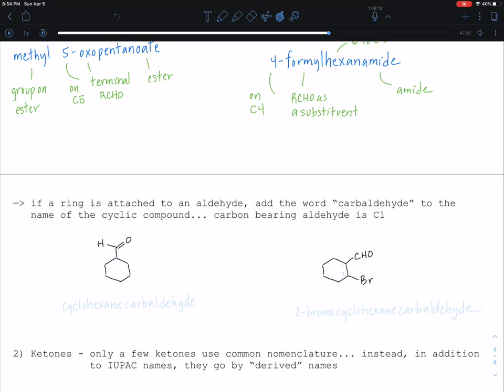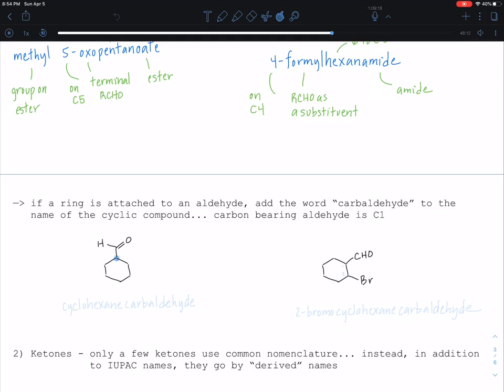And so one thing that's important to note is that the carbon bearing the aldehyde, in the ring here, this carbon bearing the aldehyde is carbon 1. And so when you're naming this, if it's just got the aldehyde on it and nothing else, you don't have to write 1. It's implied. If you've got something else on the ring, you're going to start counting from that carbon. So you're not going to start counting from the aldehyde, like the carbonyl carbon. You're going to start counting from the carbon in the ring that bears the aldehyde.